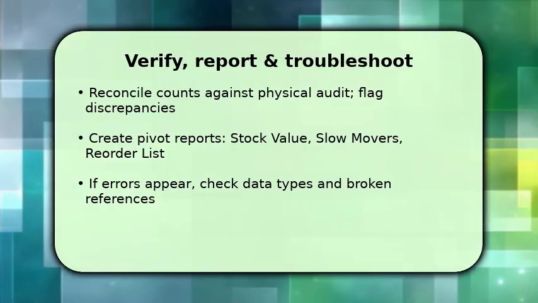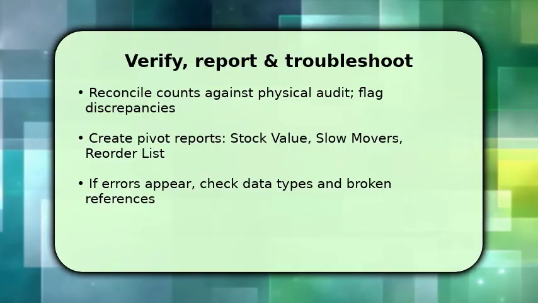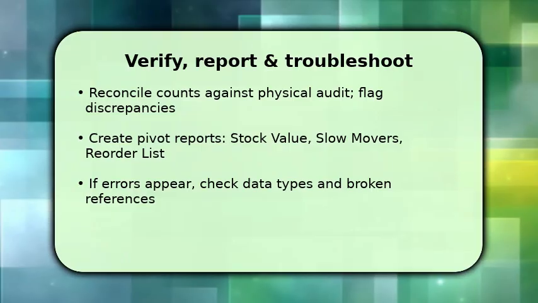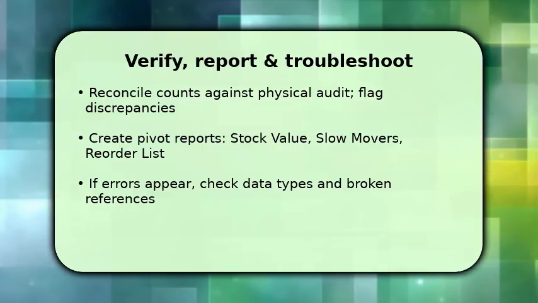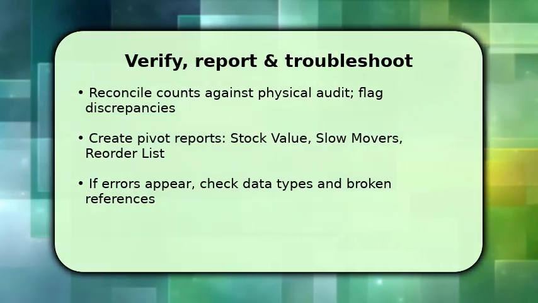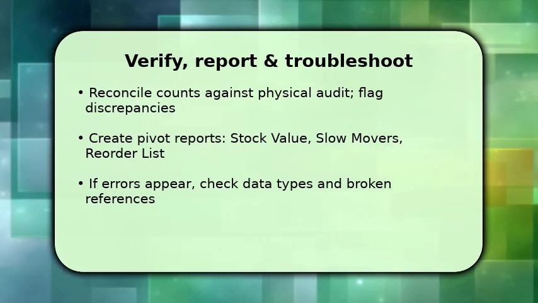If numbers don't match, first check data types and hidden spaces, then inspect broken references or accidental manual overrides in formula cells. If necessary, use trace precedents to find the source. Once fixed, rerun reconciliation and save a dated backup.